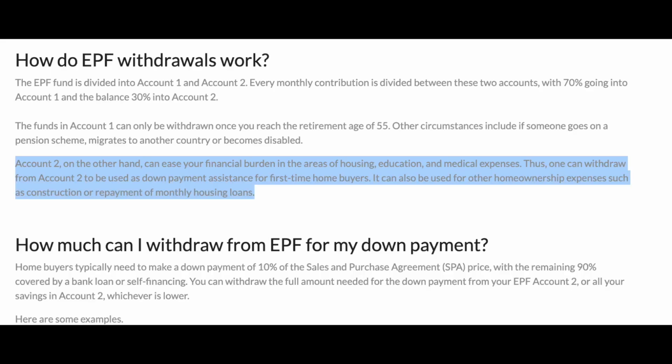Now, it's not the only account there. There's also Account 2. What is Account 2? Account 2 is also kind of for retirement, but it can be used for other purposes as well, such as purchasing a house, medical emergencies, and education. Account 2 is for big purchases that are significant to you, like buying a house, or paying for something like cancer treatment. These are emergency or special case usages. You can't simply take out money from there.